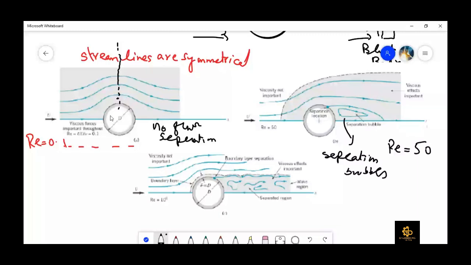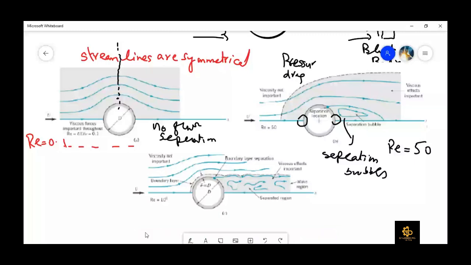But in this case, because there is a separated region here, it means that there is no fluid here, so maximum pressure would be here, which is the stagnation pressure, and here we would have vacuum pressure or negative pressure. So that's why the pressure drag component would be very high.